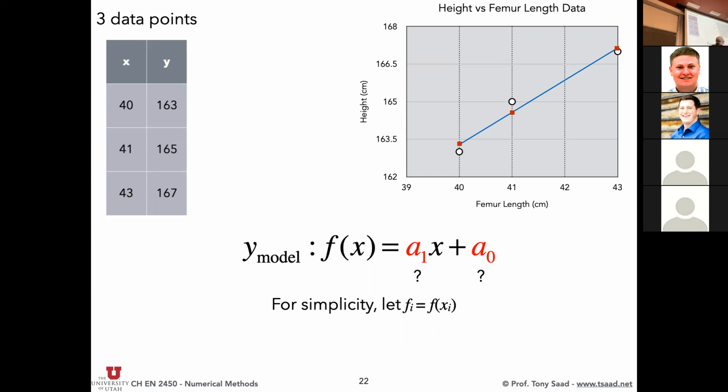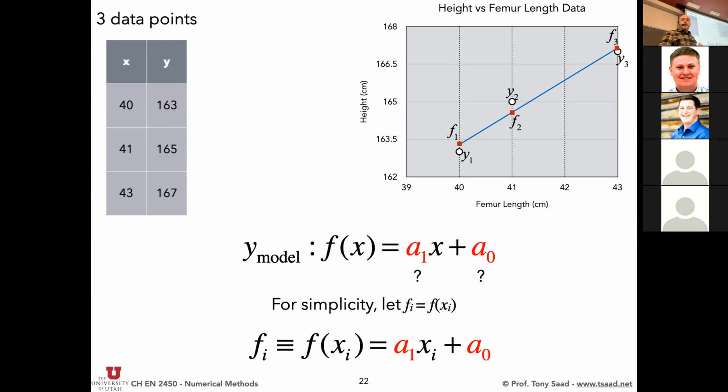f2 is going to be applying this model at point x2, and f3 is applying this model at point x3. Okay, just a little simplicity. So therefore, fi is simply f of xi, which is a1 xi plus a0. Okay, so that means this is f1, this is f2, and this is f3. The x values are 40, in this case 41 and 43. Now notice what I call y are the original input data that I had. y1 is that white disk, y2 is that second white disk, and y3 is that other white disk.